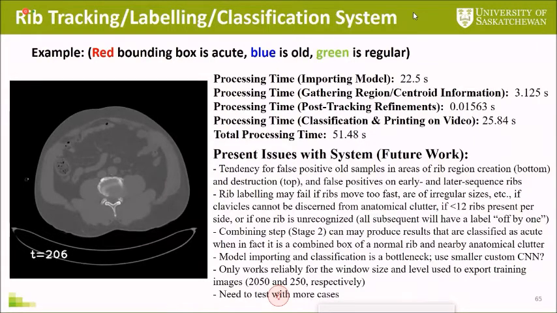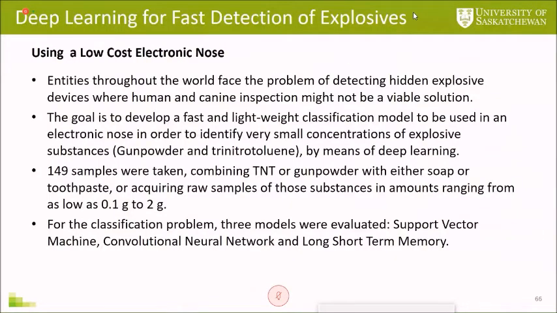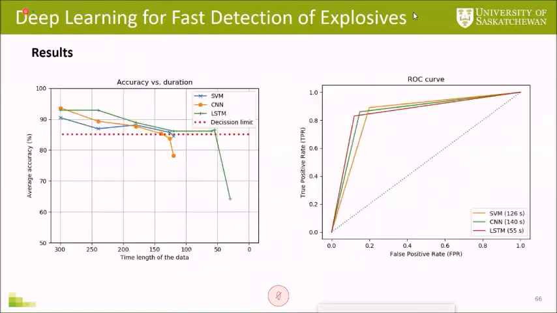The next one is we also apply the deep neural network to electronic nose, like combining TNT or gunpowder with either soap or toothpaste. This one also brought some interesting phenomena. We tested the SVM, support vector machine, and CNN and LSTM. Now, x-axis shows the time length of the data.